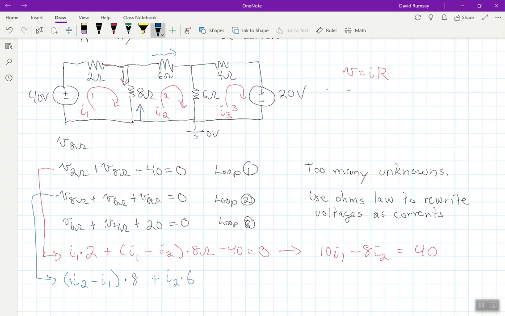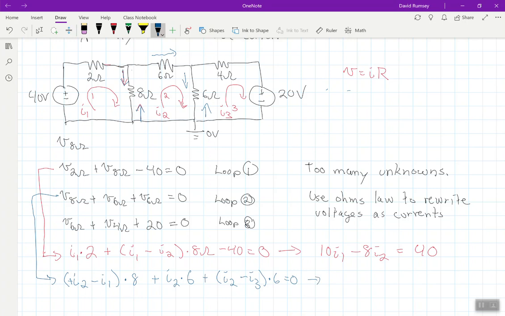And then we've got this other 6 ohm resistor, but that 6 ohm resistor has both I2 and I3 touching it. And again, I2 is always in the positive direction, and then this is going down, but then I3 would be going up. So this would be minus I3 because they're in the opposite direction, times 6. And this is all equal to 0.